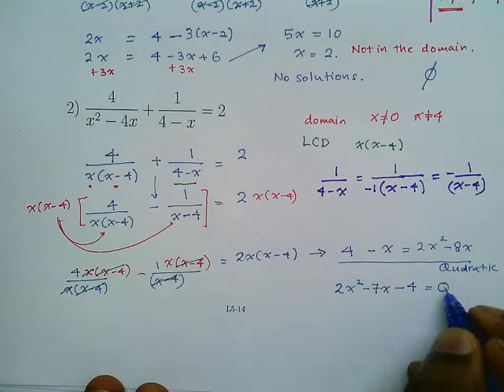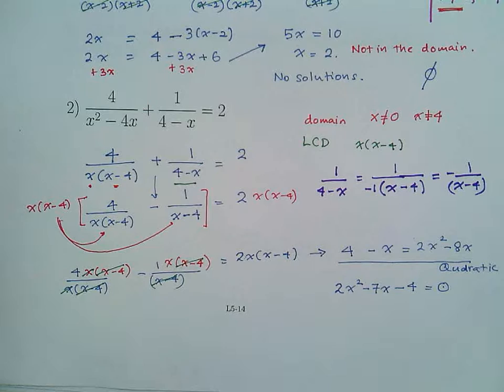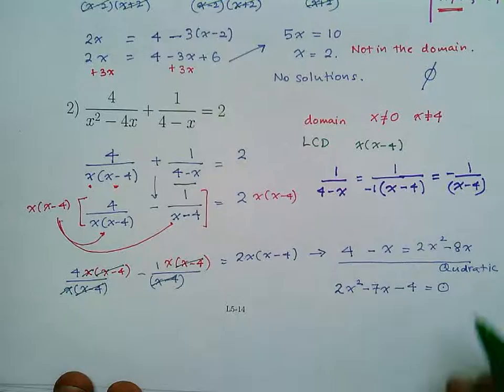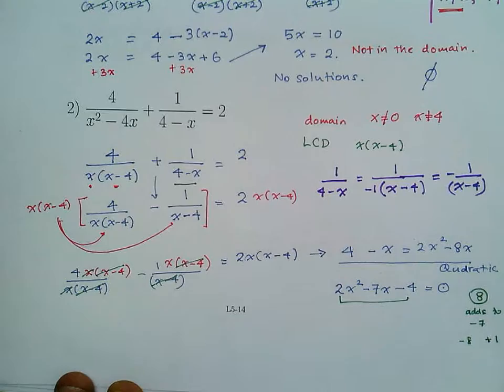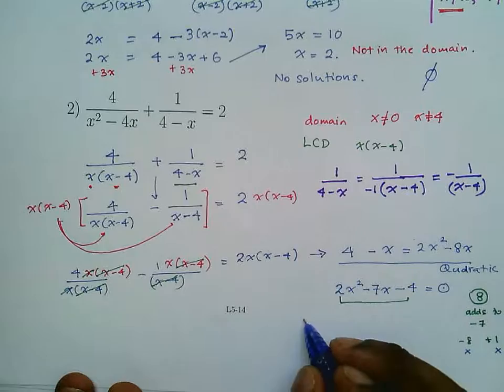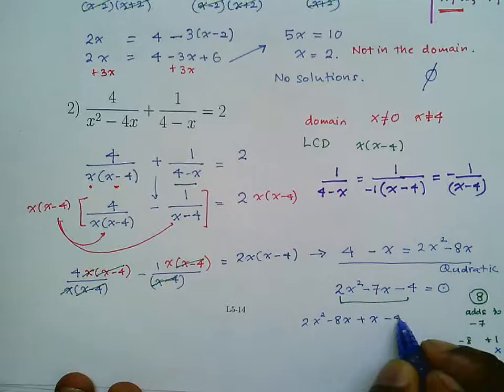Now, for some of you, this might take a few more steps, but it's all right. You should end up with this quadratic equation. Let's do a factoring here. I'll do it slowly. 2 times 4 is 8. So I need something that adds to negative 7 and factors of 8, and that would be minus 8 and plus 1. So I'm going to split the middle to negative 8x plus 1x. So 2x squared minus 8x plus x minus 4 is equal to 0.